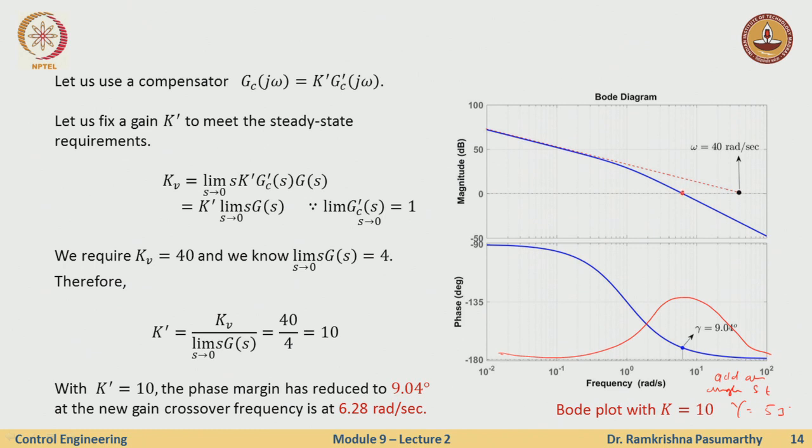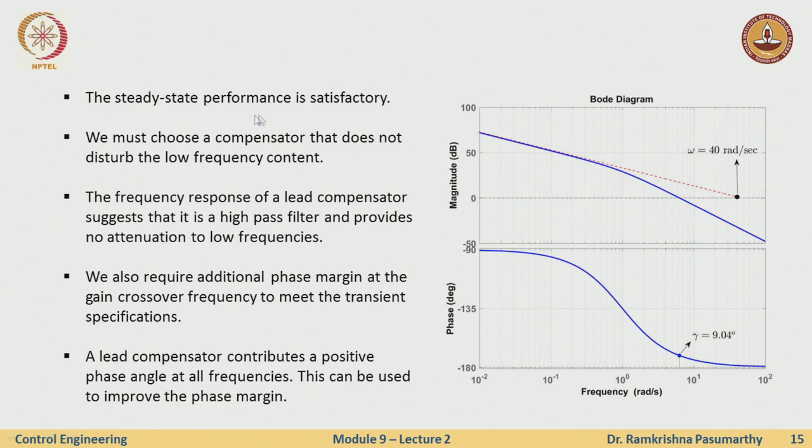Here the gain crossover frequency is roughly 6.28, as you can see from this plot. I have to perform this operation in such a way that the effect on the low frequencies is minimal. Given that the steady state performance is satisfactory, I must choose a compensator that does not disturb the low frequency content. A lead compensator, as I said earlier, is a high pass filter and provides no attenuation to low frequency signals. We also require additional phase margin at the gain crossover frequency to meet the transient specifications, and the lead compensator provides that. So this should not be 9, but close to 50. This is what we will achieve with the help of a lead compensator.